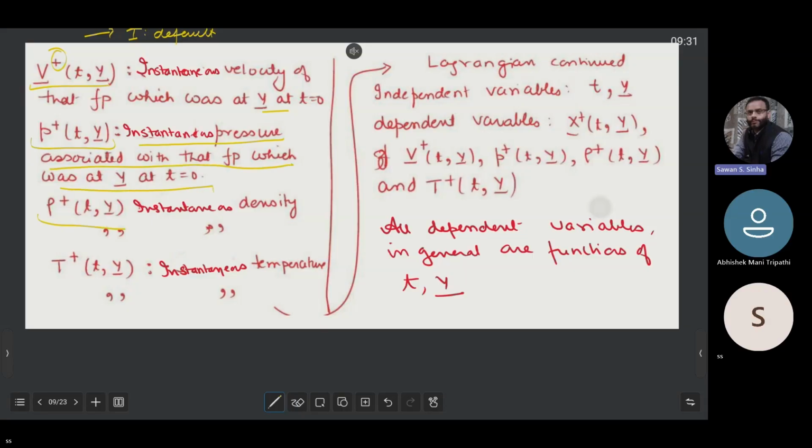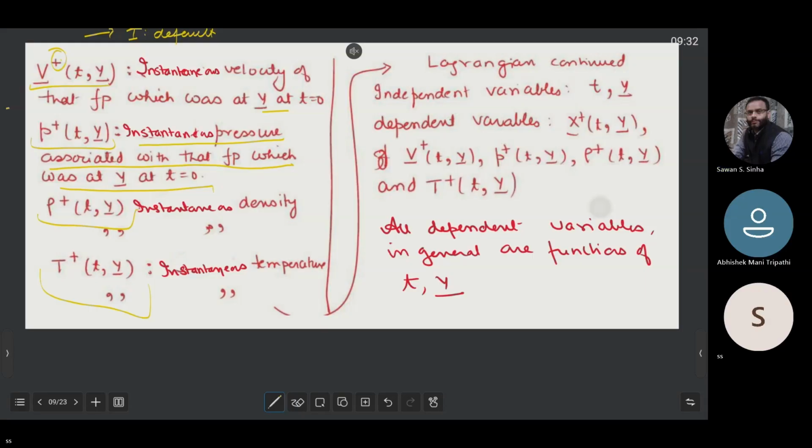And then rho plus, and then T plus. If you are tracking all fluid particles using these fields, they depend on space. They also depend on time. So ideally I should call it a process and not a field, but as I acknowledged earlier, I will still call them fields: velocity field, pressure field, density field, temperature field, but in Lagrangian description.